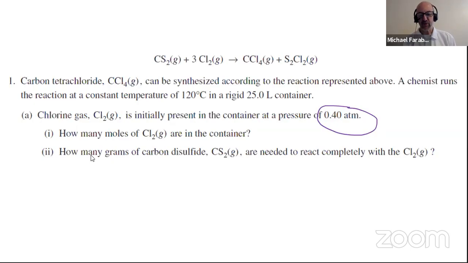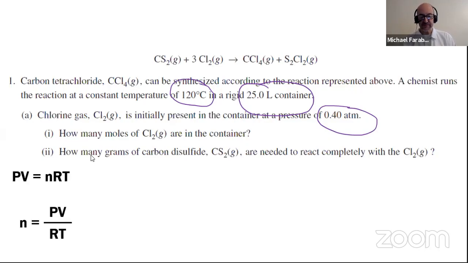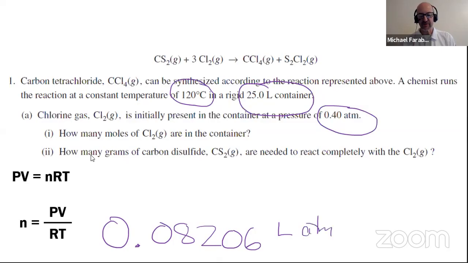So we have a pressure, we also have a volume, and we have a temperature. So hopefully you can think about the fact that we're going to be using the ideal gas law. We'll be solving for moles. So pressure is already in atmospheres, so we can use our ideal gas constant, 0.08206, and that does have units of liters, atmospheres, and then per mole per Kelvin.